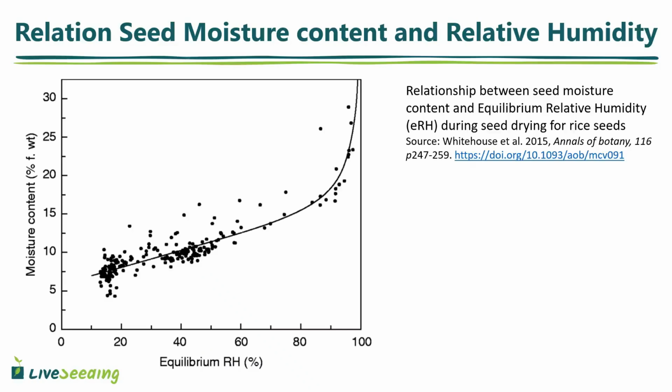Here an example of the relation between rice seed moisture content and their equilibrium relative humidity. Although not visible in this graph for the very dry conditions, these curves have an S-shaped pattern. Between 15 and 80% relative humidity, the relation is most often rather constant.